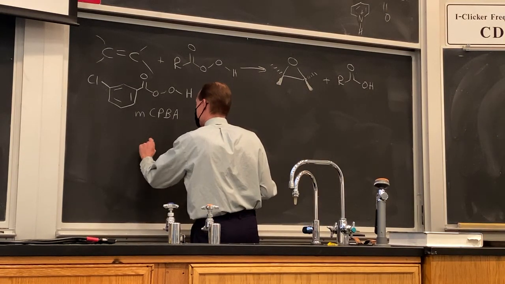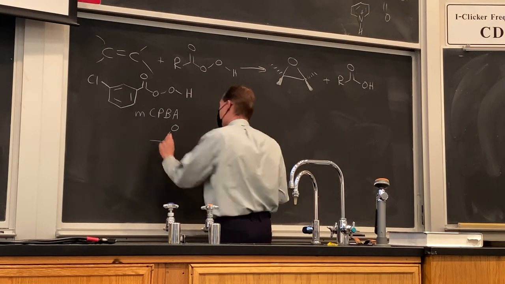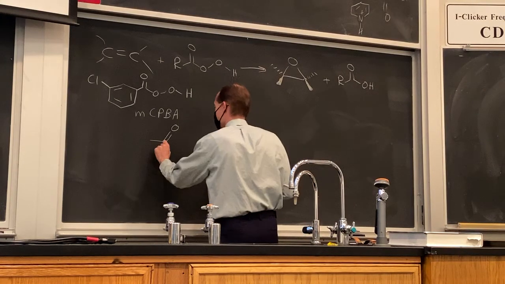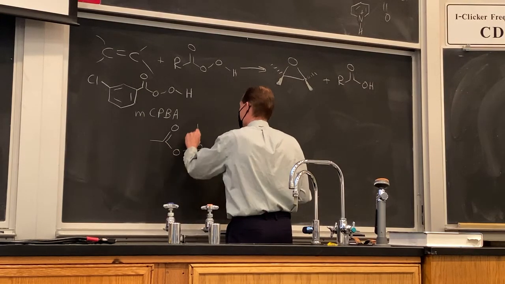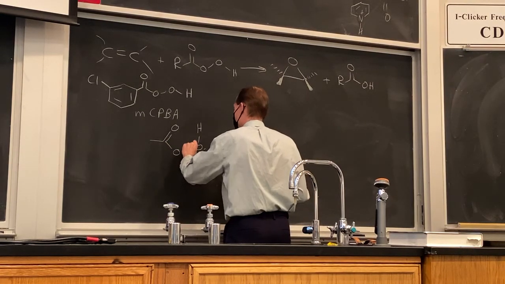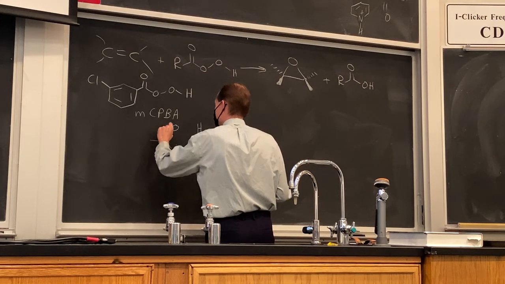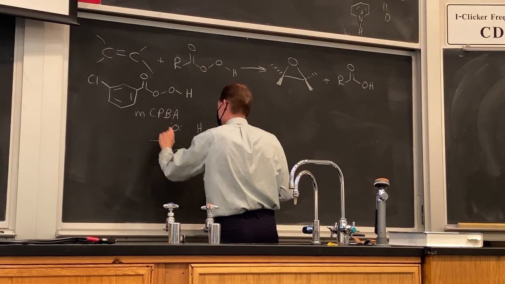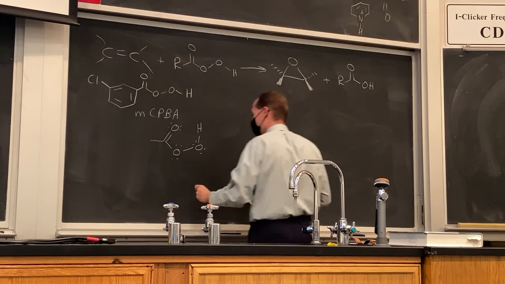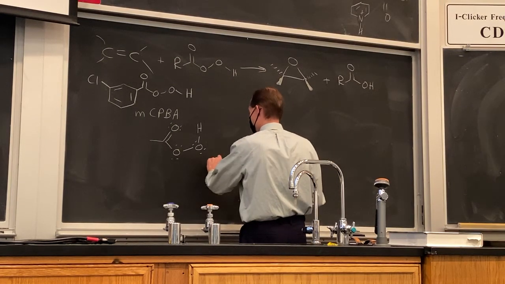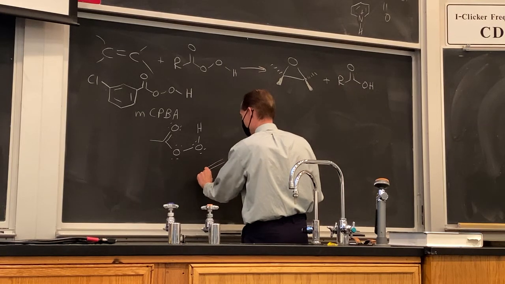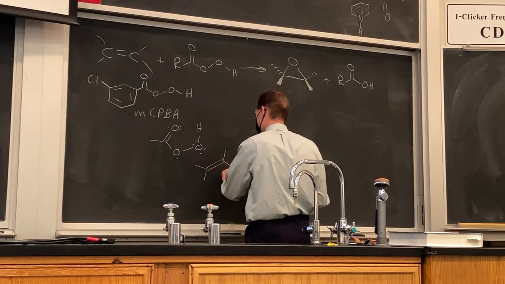To save space, I'm just going to use peroxyacetic acid because we mentioned it doesn't have to be MCPBA. So I'm going to draw out my peroxyacetic acid here. And then I'm going to draw my alkene right here. Okay.